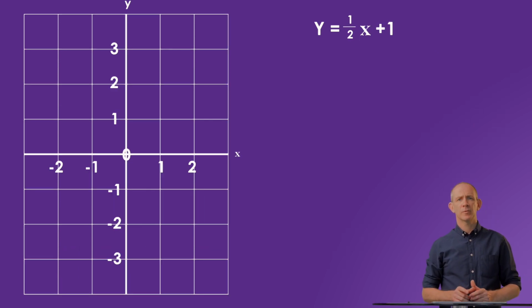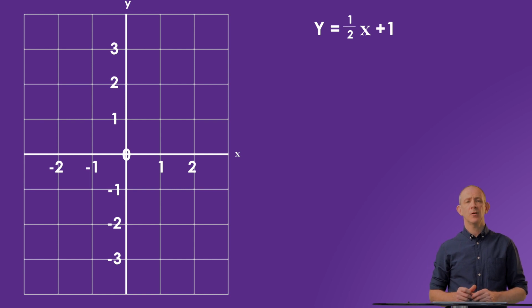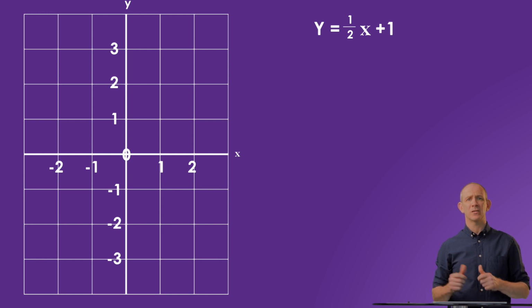In this next problem, I'd like you to plot the graph for y equals half x plus 1 for the values of x from negative 2 up to 2. Pause the video here, press play when you want the answer. You might want some graph paper for this. Make sure you set out the grids in the same fashion as I have, as this will help you with the scaling of your graph.